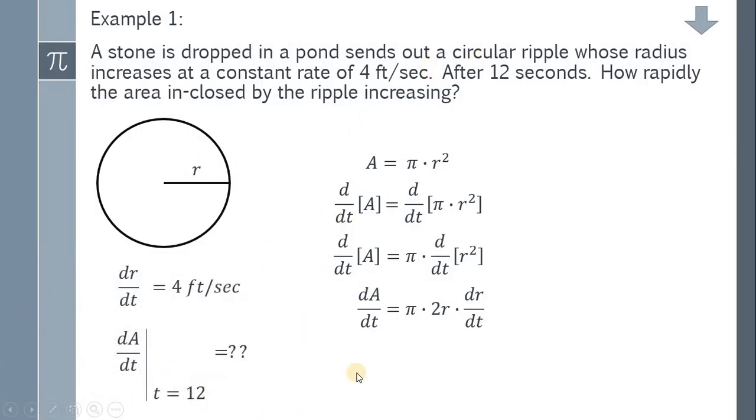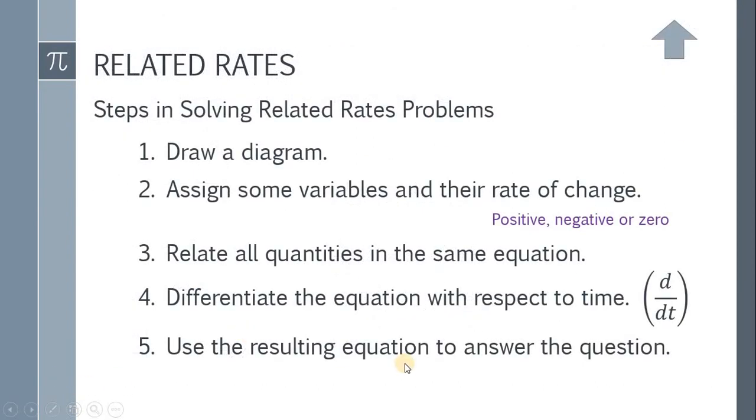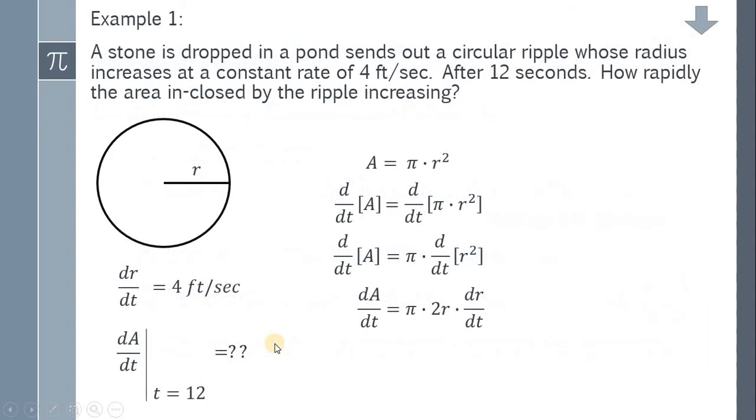After nating makuha yung derivative both sides with respect to time, yung next step natin is use the resulting equation to answer the question. So ano ba yung question natin? We have to find dA over dt, or the rate of change of the area with respect to time. Now, meron tayong dr over dt. So, meron tayong value for dr dt, or the rate of change of the radius with respect to time. Now, yung question na lang is, ano yung value ng r? Kasi yung pi at saka yung 2, those are constant. Mumultiply lang natin yan.